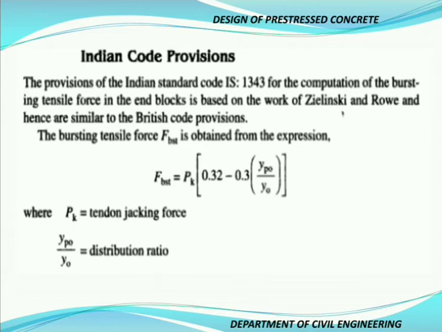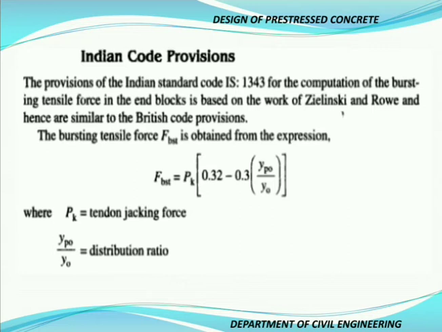Then the Indian codal provisions. The provisions of the Indian standard code, that is IS 1343, for computing the bursting tensile force. Now what is the bursting tensile force? It is that excess tension which will be created in the anchorage zone or the end block, which will lead to the bursting of concrete. So that is the bursting tensile force.